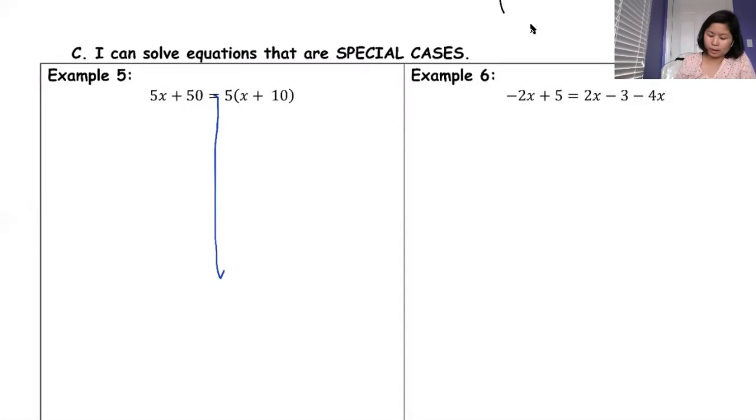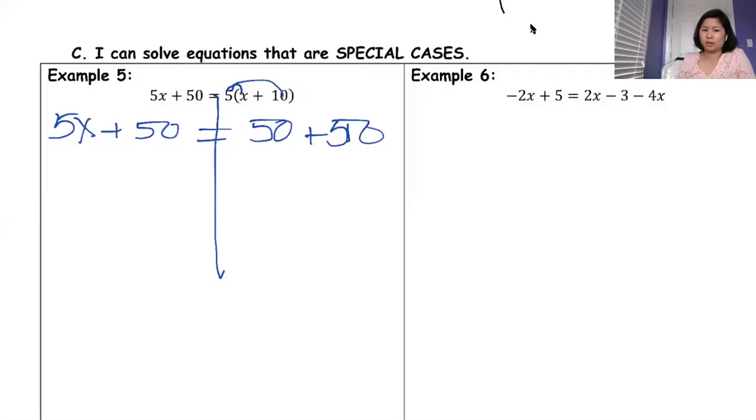First thing, I look at parentheses, whenever I start with parentheses first. So distribute. So I have 5x plus 50 equal to 5x plus 10. I'm sorry, plus 50, because 5 times 10 is 50. To solve this one, just to remind you, I'm looking for like terms. This is 5x. I have 5x on the left side and 5x on the right side. I need to combine them.